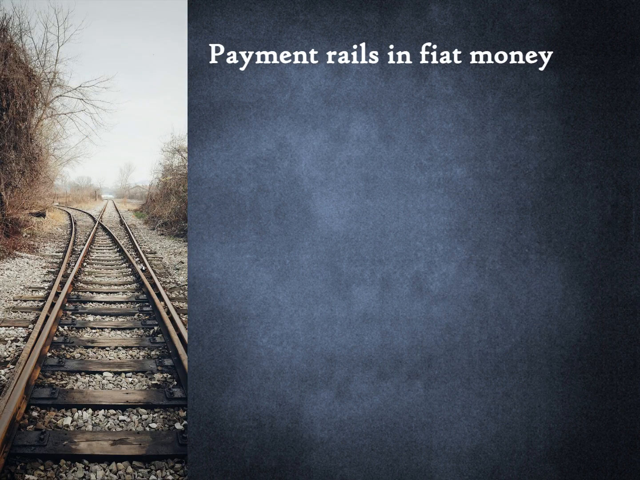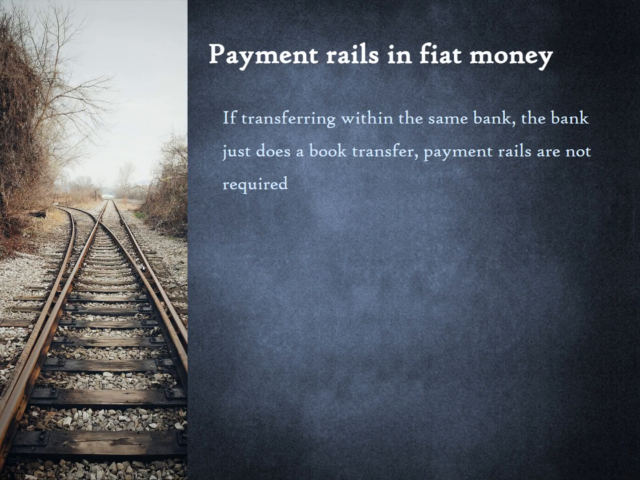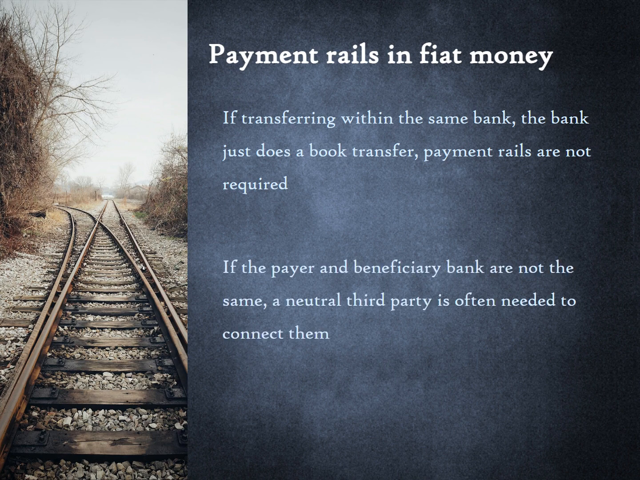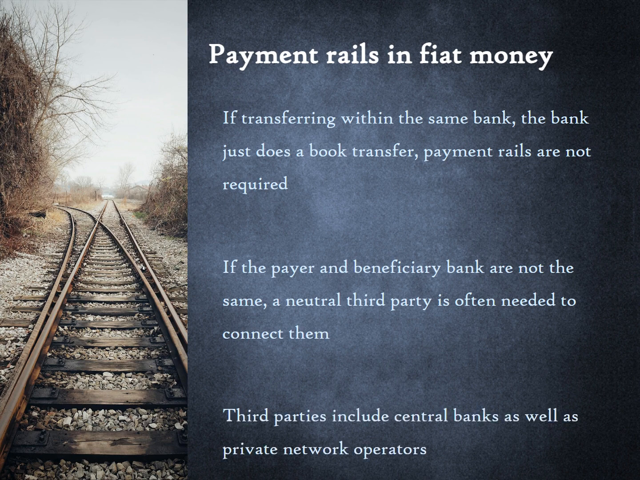Bank account data is recorded in walled gardens of individual banks. If you were transferring within the same bank, the bank just does a book transfer. Payment rails are not required. But if the payer and beneficiary bank are not the same, a neutral third party is often needed to connect them. This almost always includes central banks. But private entities in the form of payment network operators like MasterCard and Visa play a role too.